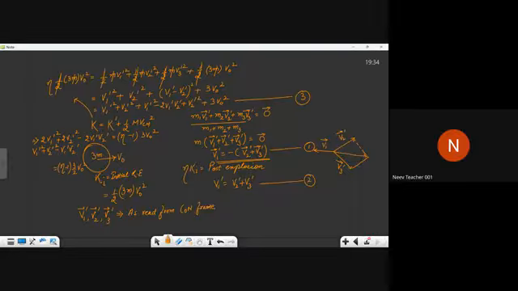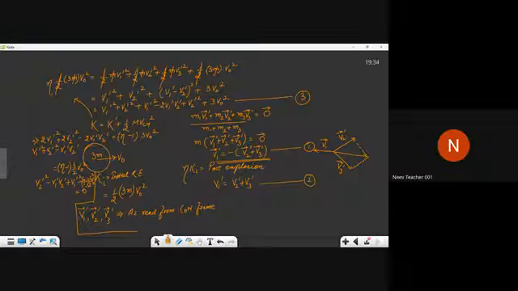Right, class? Yes or no? Yes, sir. Now we have the term which we wanted: V2 prime square minus V1 prime V2 prime, and plus V1 prime square minus eta minus 1 times 3 by 2 V0 square is equal to 0. Right, class?